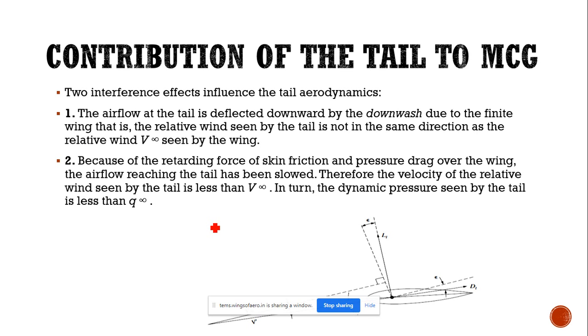So next is the contribution of tail to the moment about the center of gravity. We already know this from our study. I have explained that if a pitching moment acts, that means if an aircraft experiences a gust or some load, and it moves down or the angle of attack decreases, the aircraft pitches down.